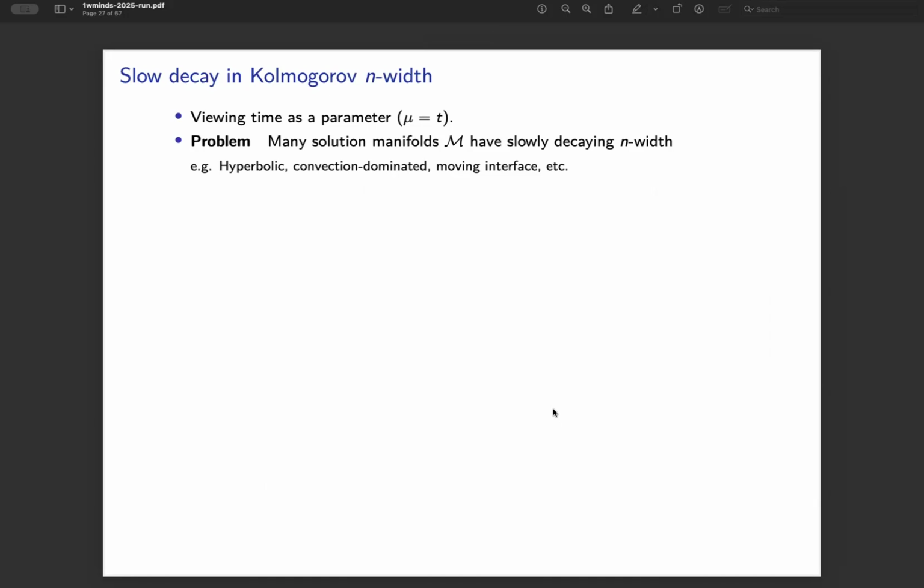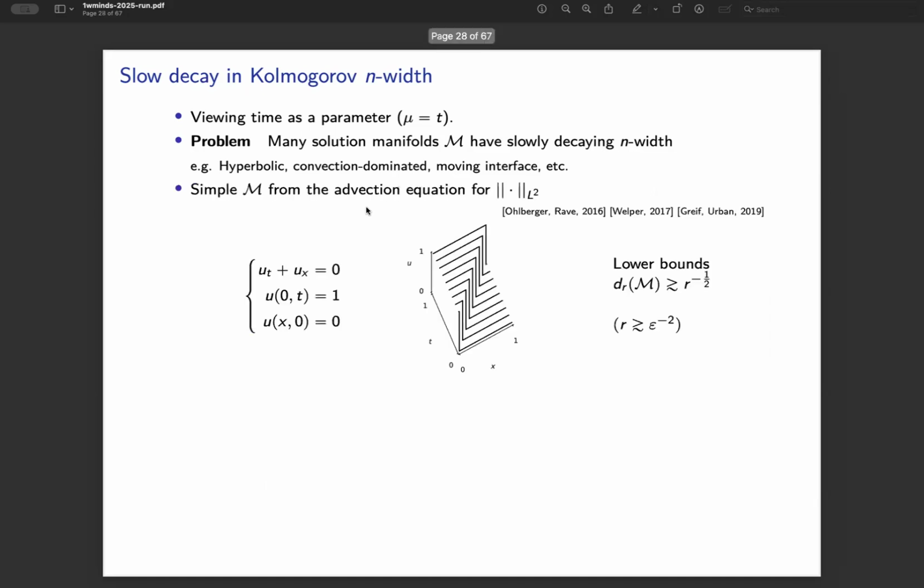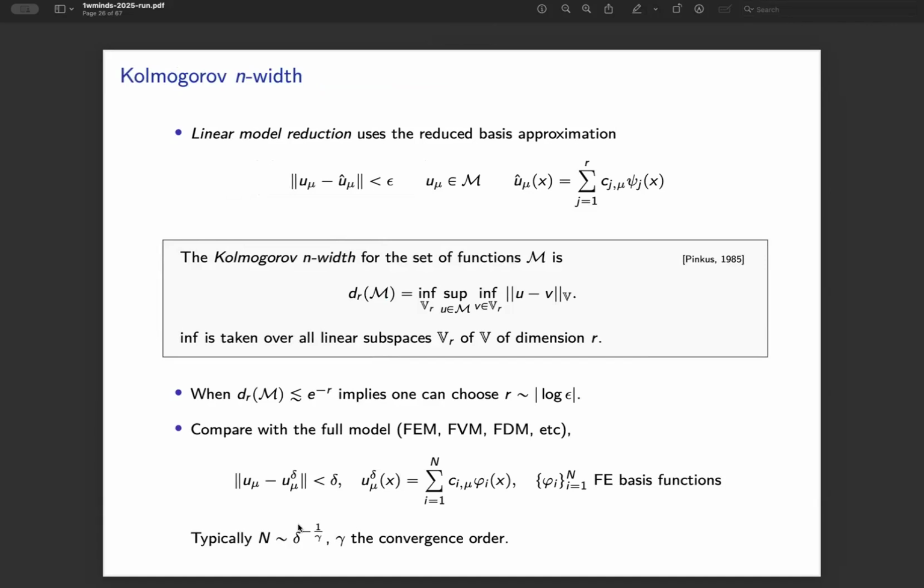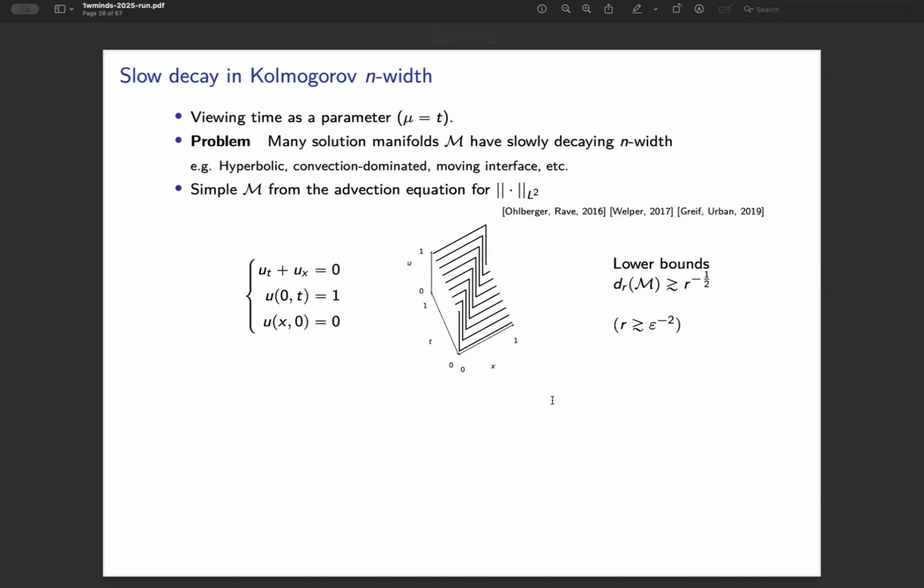And of course, for hyperbolic problems where sharp features are moving in your domain, you have a slow decay in the Kolmogorov N-width. So here we're going to view time as the parameter. And so there are many solution manifolds that have a slowly decaying Kolmogorov N-width. And even the simplest problems, for example, this advection equation where the jump comes in and travels to the right, you can show that the N-width has a lower bound that scales like R to the -1/2, and this scaling looks much more like the finite element degree of freedom scaling with respect to the required error, as opposed to something like log of epsilon. So the degrees of freedom you need for uniform accuracy in the reduced basis setting would have to be very big, just as big in some sense as a finite element method. So reduced basis methods are not very successful in accurately representing this moving front.